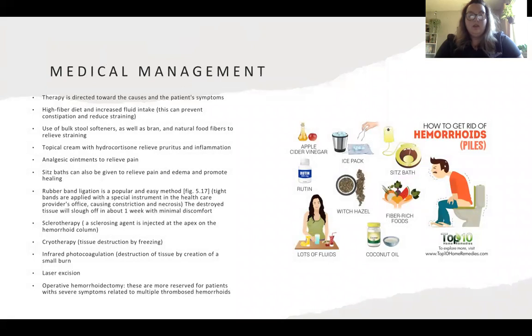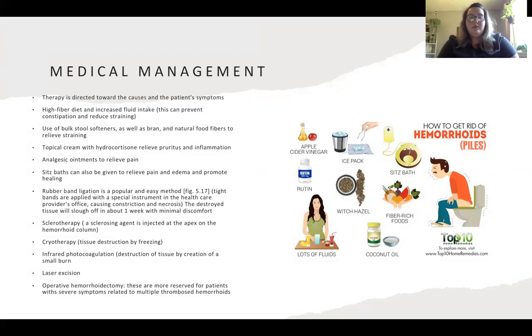Some medical management therapy is directed toward the cause and the patient's symptoms. They're going to need to be on a high fiber diet, and they're going to need to increase their fluid intake. And that's just going to help prevent the constipation that they may have, which will help them not strain when they're going to the bathroom, and that can help with prevention of the hemorrhoids.